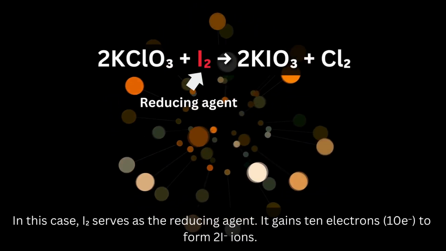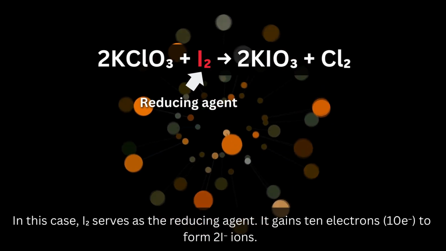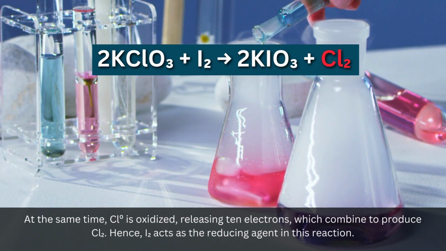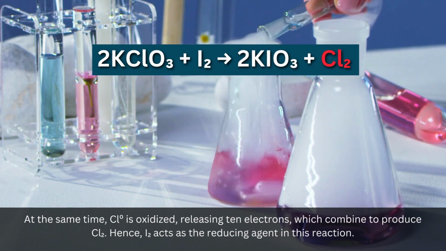In this case, I2 serves as the reducing agent. It gains 10 electrons to form 2 I- ions. At the same time, Cl0 is oxidized, releasing 10 electrons, which combine to produce Cl2. Hence, I2 acts as the reducing agent in this reaction.